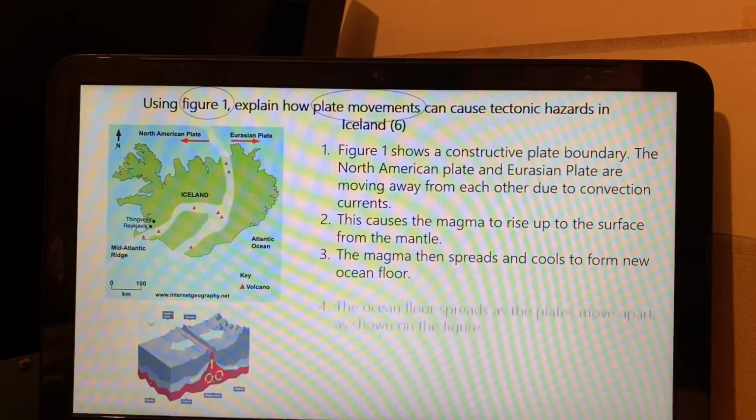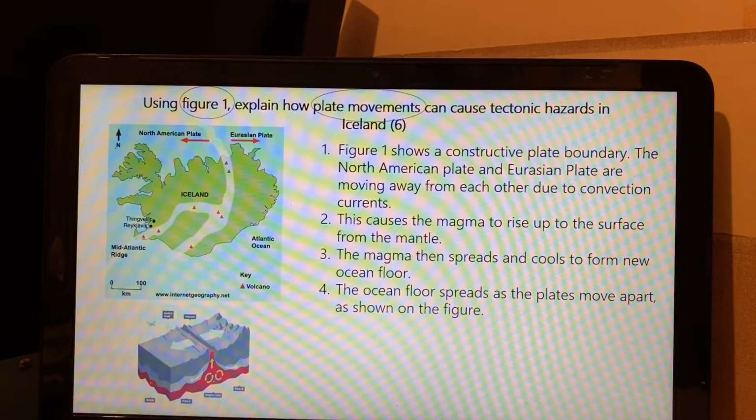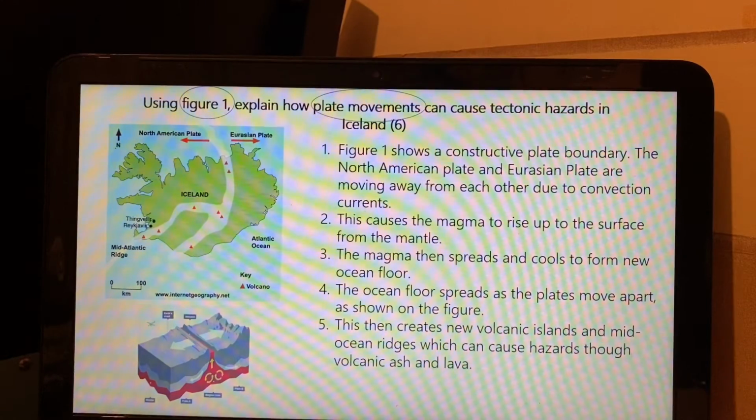Now step 4, keeping this nice and snappy, that ocean floor, as you can see from the figure, spreads. So you have to re-mention that actually the ocean floor spreads as the plates move apart. Remember, it is a constructive plate boundary, which means something is going to be constructed. Now step 5, which is nearing the end. Once you've said that part, you'll say that actually this creates volcanic islands, which are often known as mid-ocean ridges. And you do have to mention, as you can see what I've written on step 5 at the end there, it can cause hazards through volcanic ash and lava. So you just have to show awareness of that.